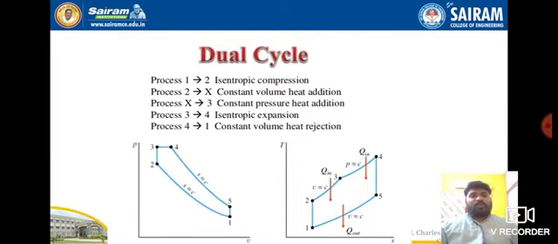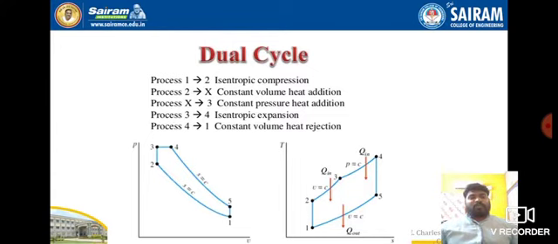Okay, so how to draw this dual cycle? I'll just explain it to you. See the 1 to 2 process, 2 to 3. If you look at the Otto cycle, you will find only the 1 to 2 process, and then the 2 to 3 process, and then 3 to 4. There is no horizontal line, so it comes back to the fifth position, and then it comes back to the first position.